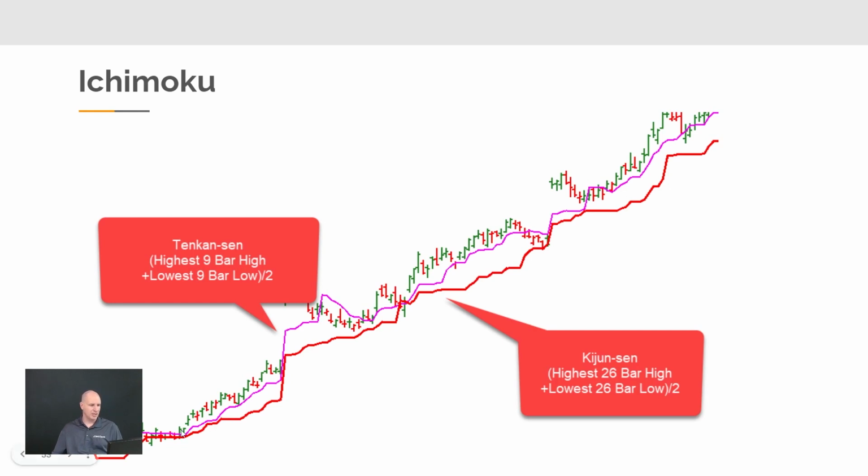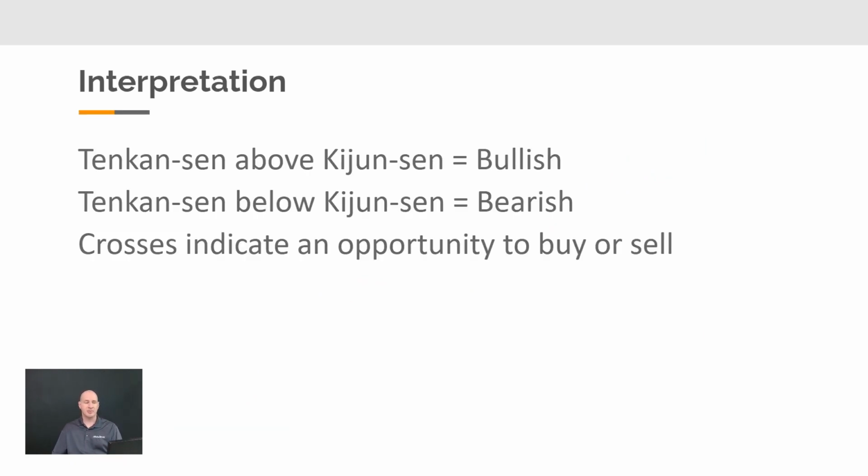So when this one is above, it's bullish. When it's below, it's bearish. We don't really have a good example of that here. And when it crosses is a good indication to buy. Now, this is where the Ichimoku Master can help you, because it's going to highlight these types of opportunities on your chart for you.